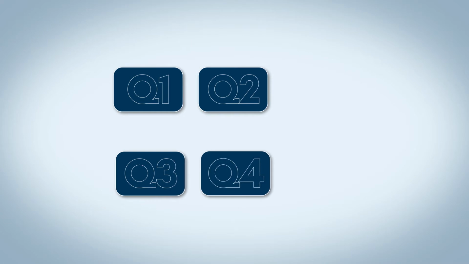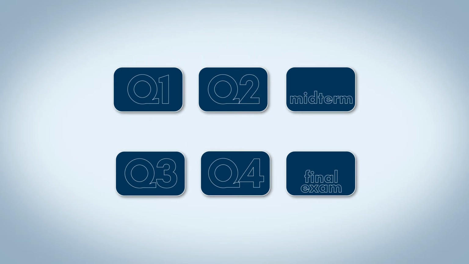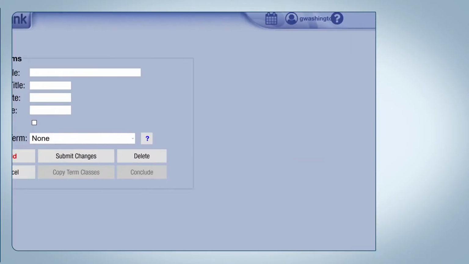Gradelink makes setting up your school year easy. The first thing you'll want to do is create your terms. These can be standard terms that you'd find in a traditional educational institution, such as trimesters, semesters, and quarters, or you can establish your own customized terms if you'd prefer.